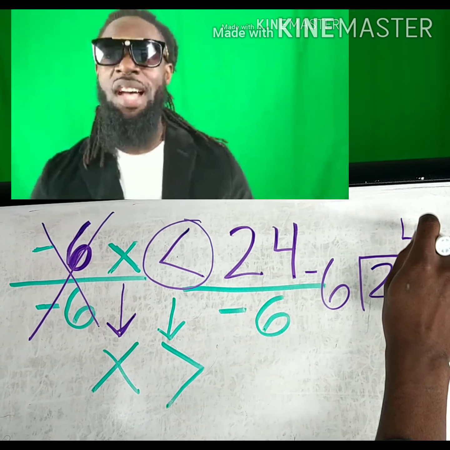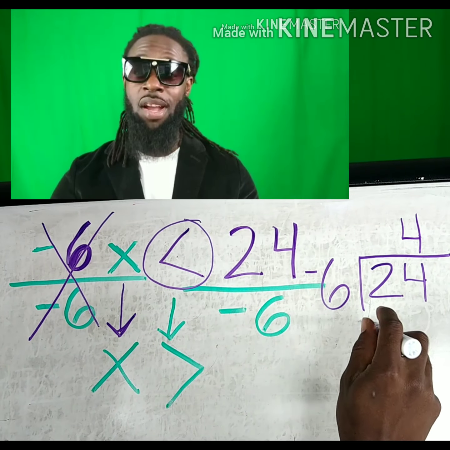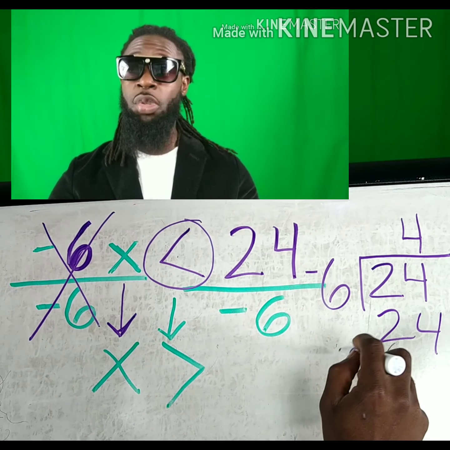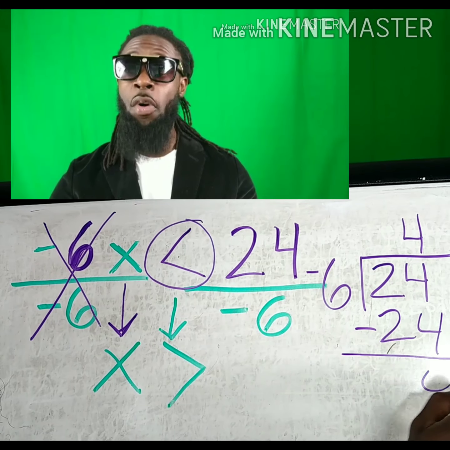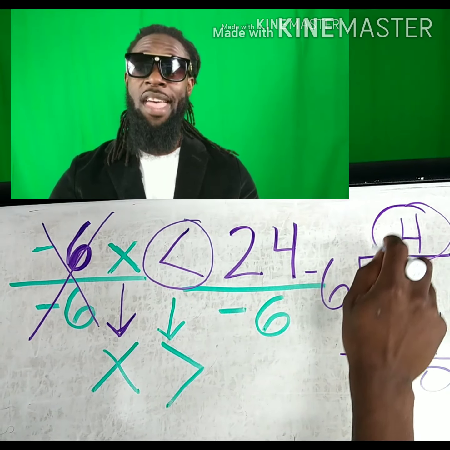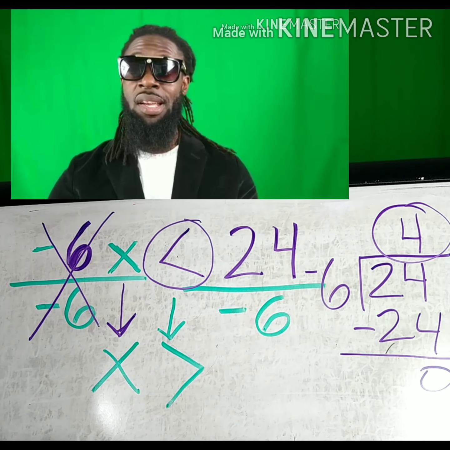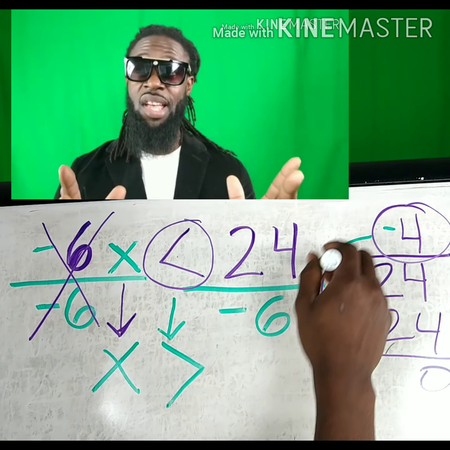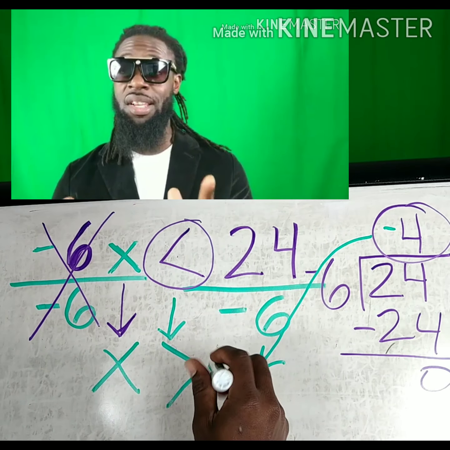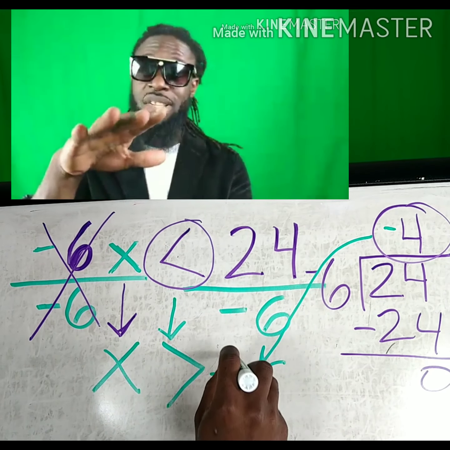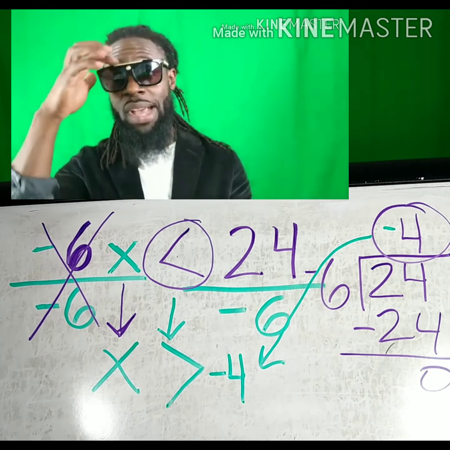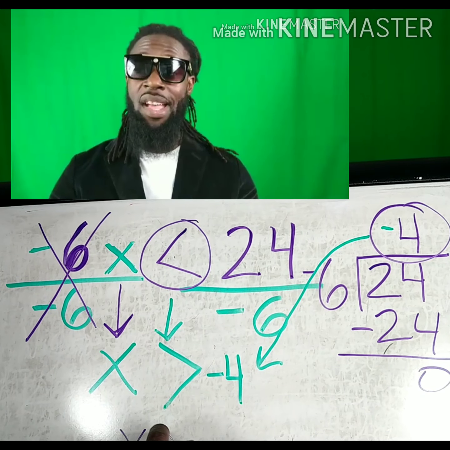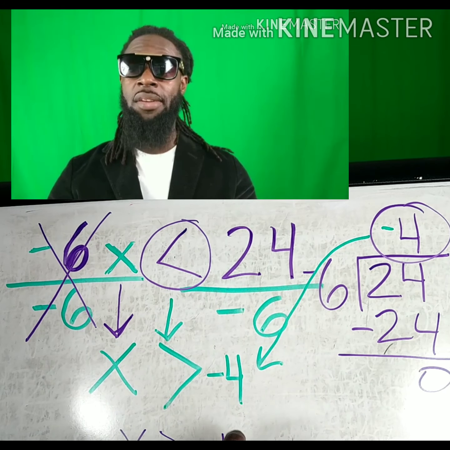On the left side, negative 6 cancels out. On the right side, 24 divided by 6 is 4. So we have x is greater than negative 4. Remember, initially negative 6x was less than 24, but we switched the sign because we divided by a negative. So now we have x is greater than negative 4.